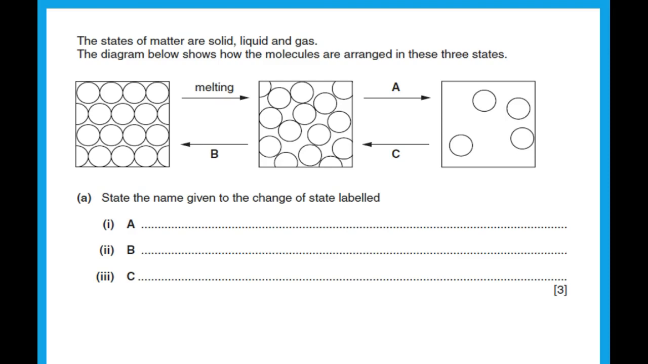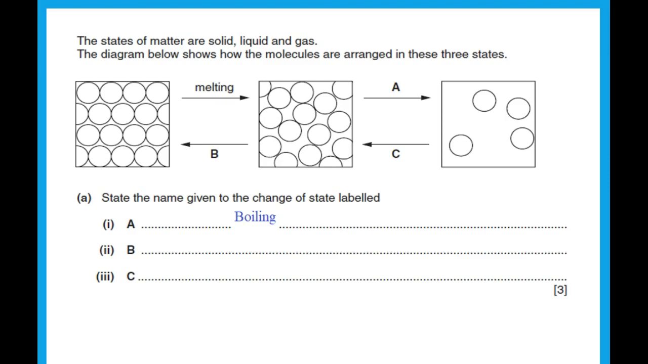Okay, here we have a typical question. Hussein, state the name given to the change of state A, B, and C. Please look at the diagram and see the direction of the arrow in order to answer correctly. So A is something that's going from what to what? From liquid to gas. You should realize from liquid to gas is boiling. If you write evaporation, that is fine, but usually we say it's boiling.